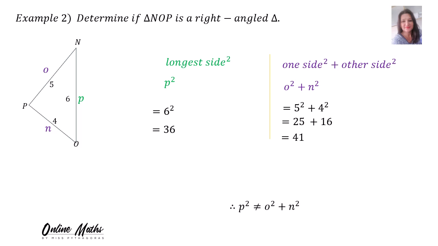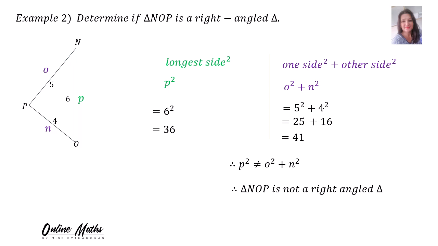So what can you see? That p squared is not equal to o squared plus n squared. In other words, the longest side squared is not equal to the sum of the other sides squared. Therefore, triangle NOP is not a right-angled triangle.